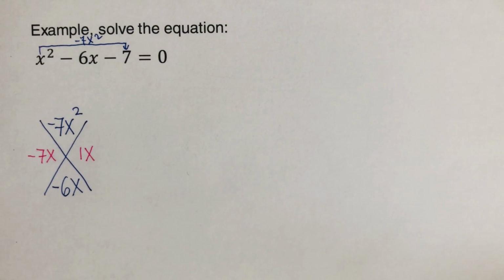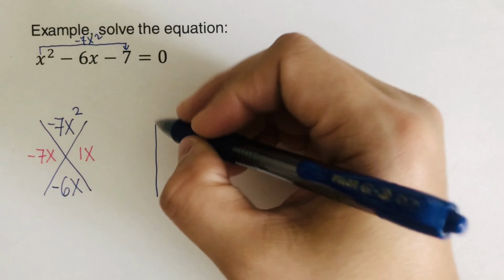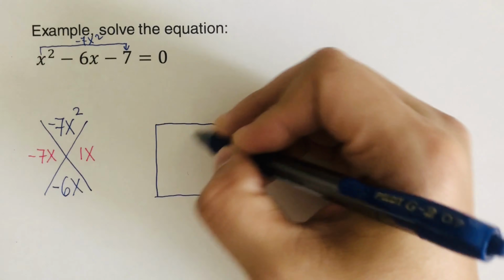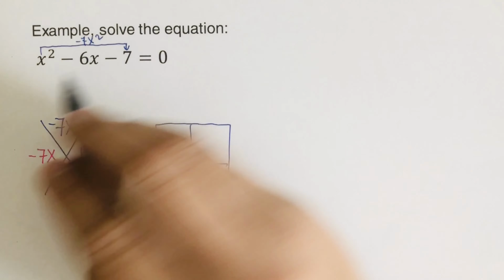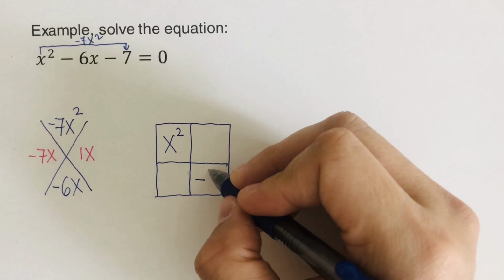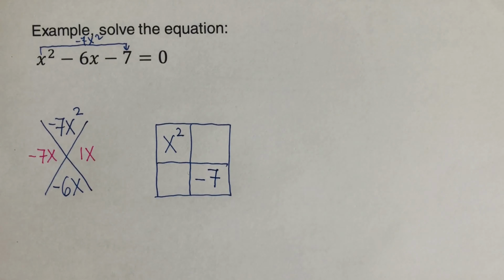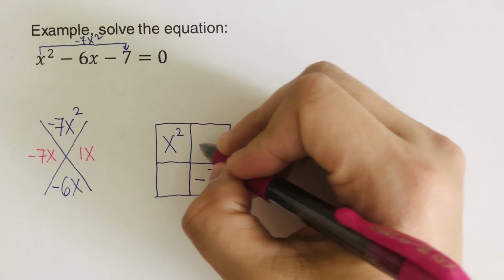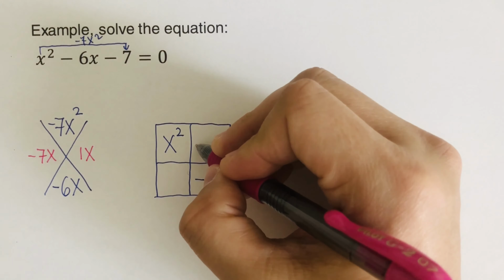And then from here, I will draw the box. So the box here would be a 2 by 2 box. This one is going to go here, x squared. The last term is going to go at the bottom right here, negative 7. And then the red ones can go anywhere. So I can write negative 7x here and 1x right here, or just x.